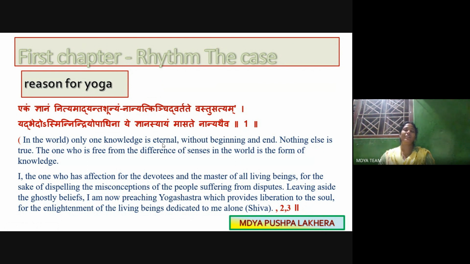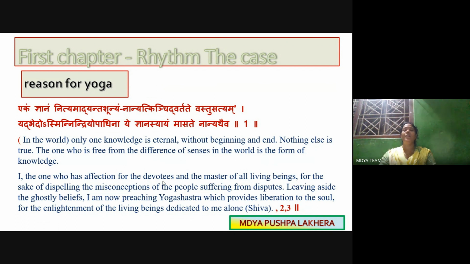So by describing that, first Shiva is telling here in the first petal that in this world only one knowledge is eternal, without beginning and end, and nothing else is true. The one who is free from the difference of senses in the world is the form of knowledge. Means how will one be able to know about that knowledge? Only when he is controlling his senses. When he has control over his senses, then only that person will be able to know that form of knowledge, that true knowledge. What is that true knowledge? That is talking about the Brahman.